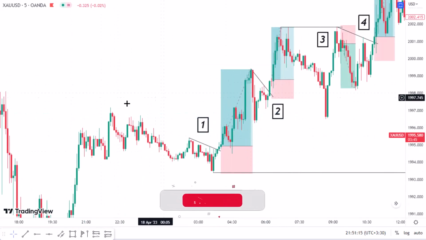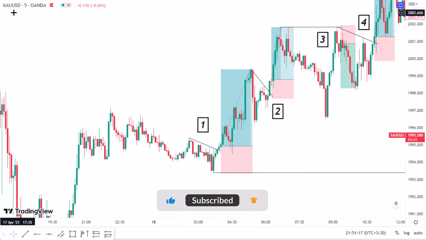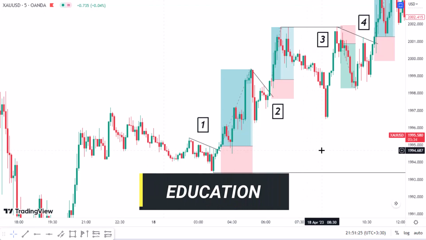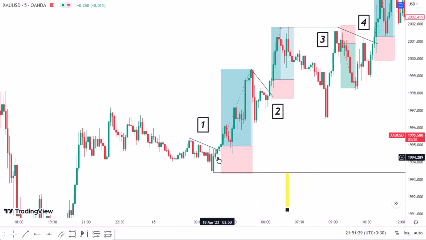As you can see here, we are on the gold chart, XAUUSD chart, 5-minute time frame, and we're gonna see the 6 profitable positions I made on 18th of April. As you can see, on the first position we did have this trend line with 1, 2, 3 touches on it. On the fourth time it was broken somewhere here.